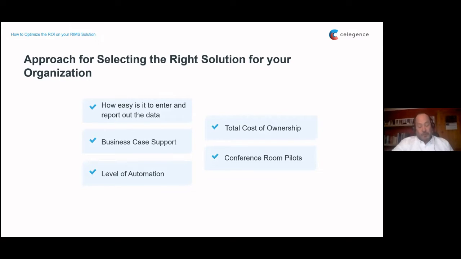Level of automation. RIMS systems contain a lot of repetitive information, so it's important that any system you choose has a level of automation and workflows that allow information to be reused as much as possible, reducing the need to enter the same information multiple times.